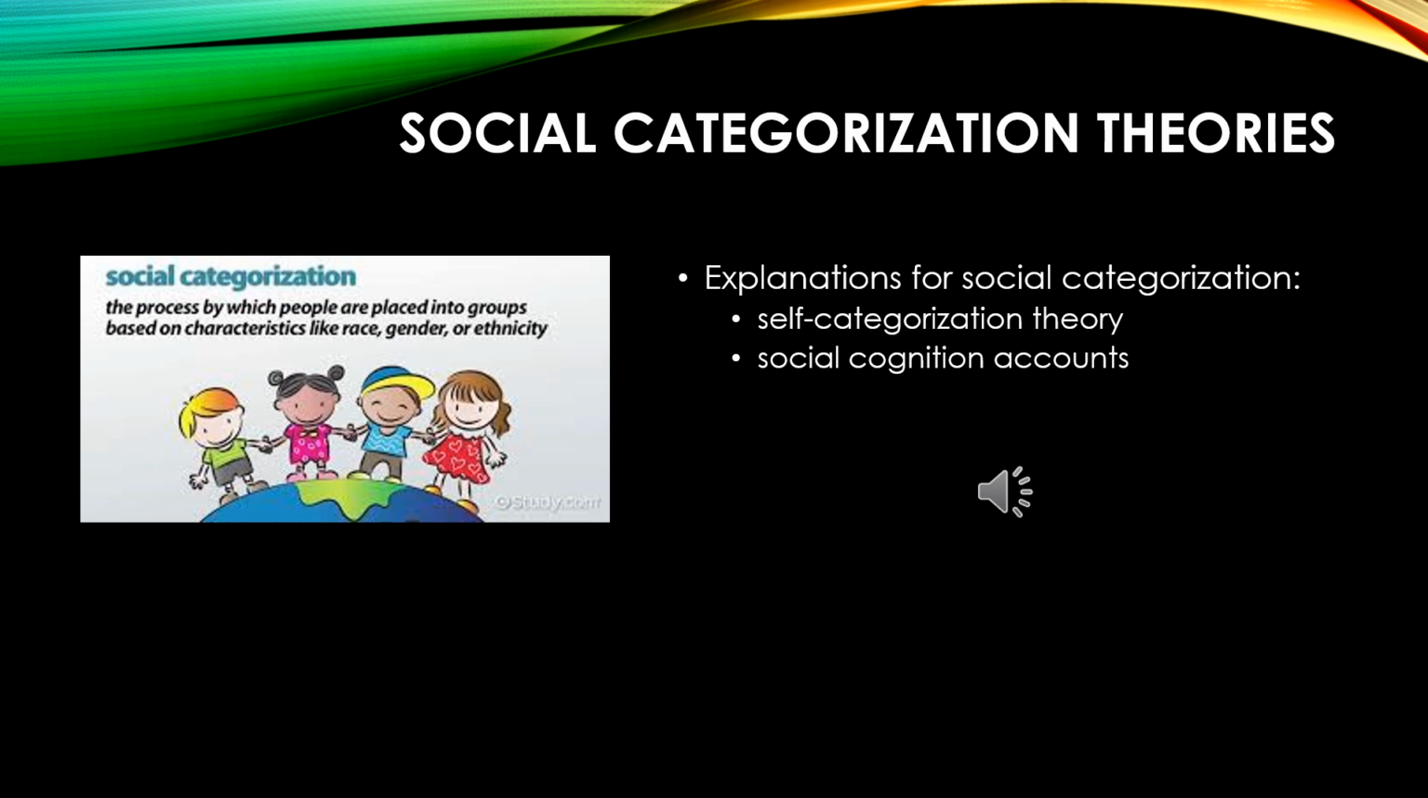Explanations for social categorization are self-categorization theory and social cognition accounts. Self-categorization theory explains personal and social identities. Social cognition accounts contrast with self-categorization in that, rather than SCT's underlying meaning-seeker motive, social cognition theories assume that cognitive structures, such as stereotypes, are activated and applied via context-independent processes that maximize cognitive efficiency.